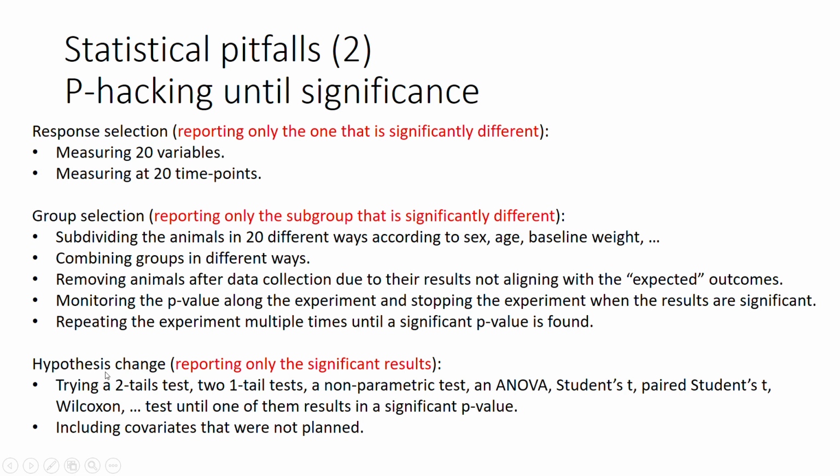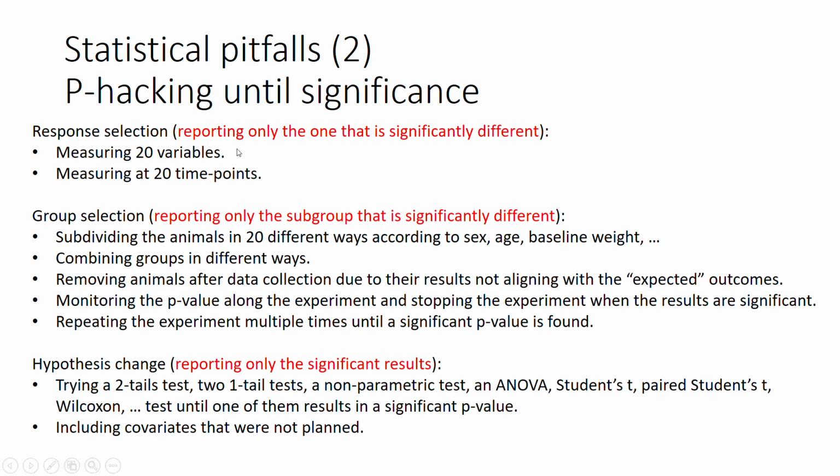Or you may change your hypothesis. So for instance, you try a two-tailed test, two one-tailed tests, a non-parametric test, and an ANOVA. Every time you do a test, you have a false positive rate. So you have a probability of rejecting the null hypothesis when you shouldn't.